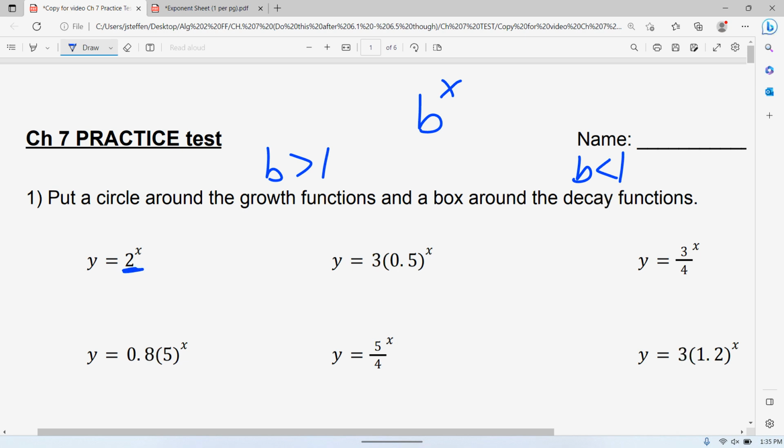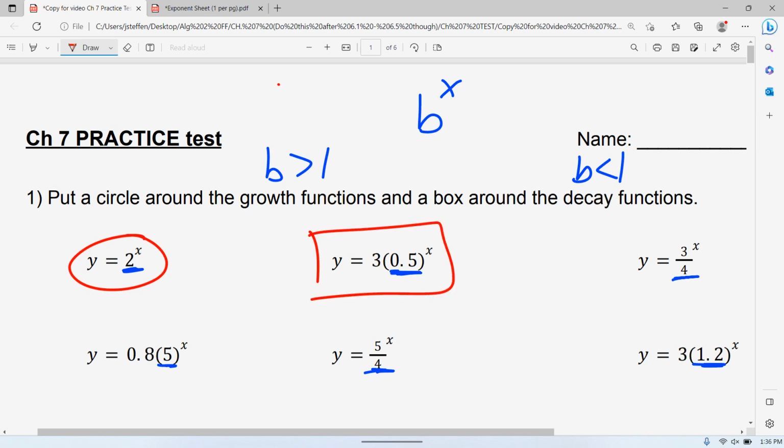First one, B term, raised to that exponent. The 3 is multiplied by something, that's not the same. So this one, the B is 3/4, B is 5/4, and B is 1.2. So to go through ones that are bigger than 1. Put a box around the ones that are smaller than 1.